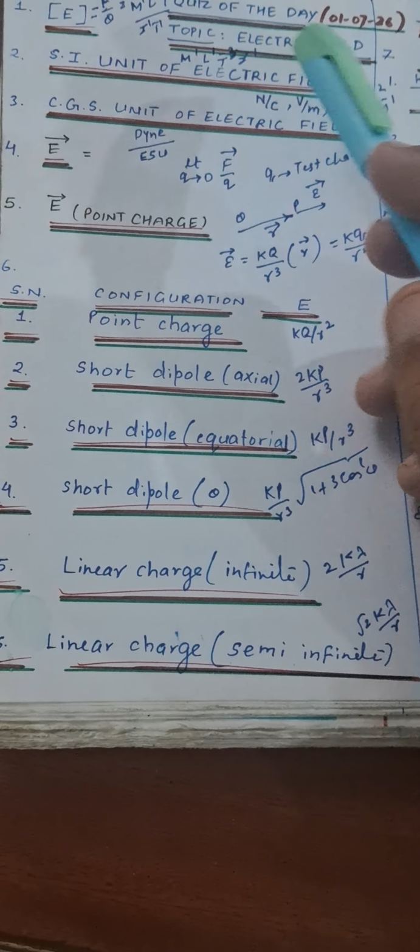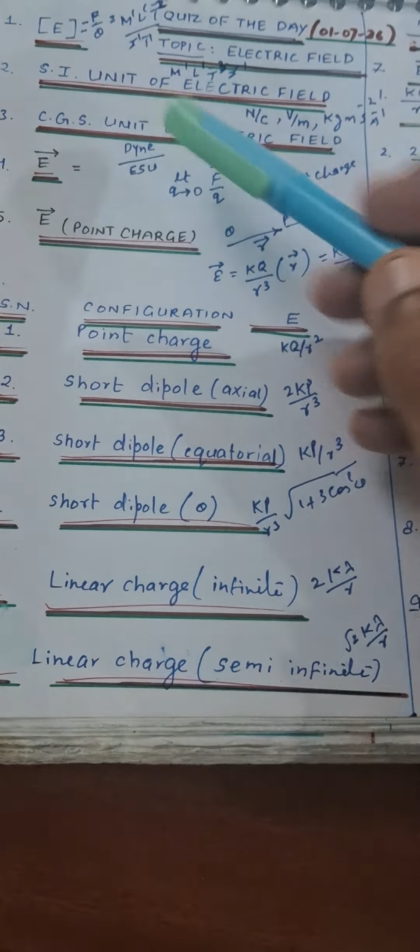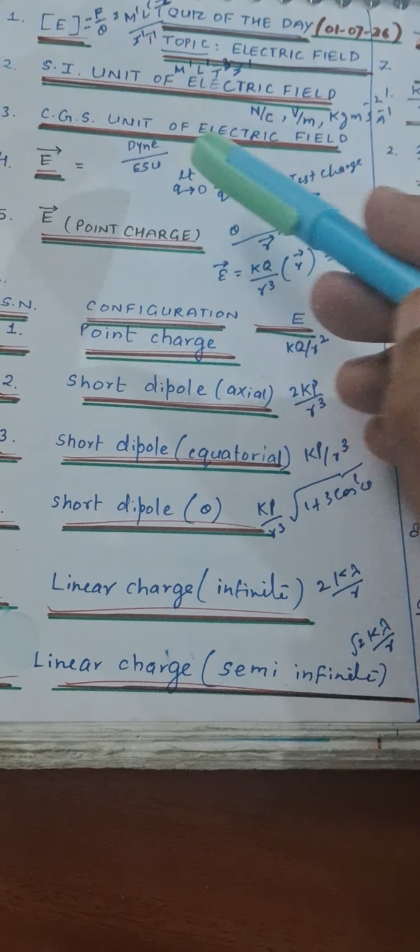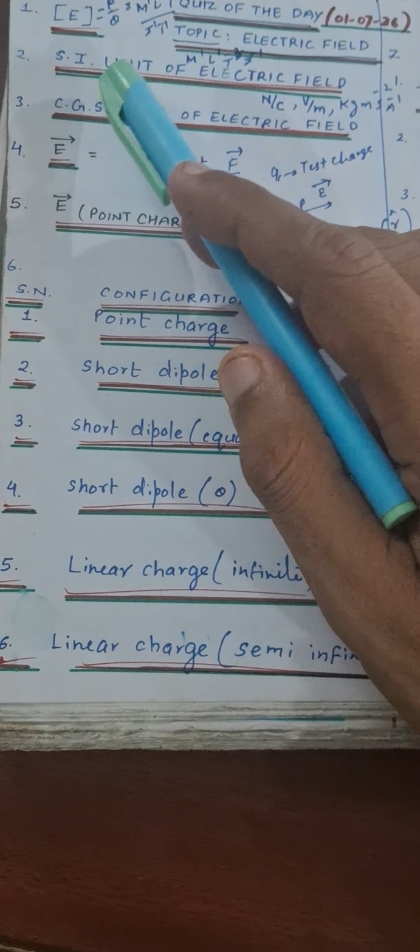Today I'll discuss some quiz on electric field. So this is the dimension of electric field. So electric field is force by charge. So after calculations it will be M^1 L^1 T^-3 I^-1.